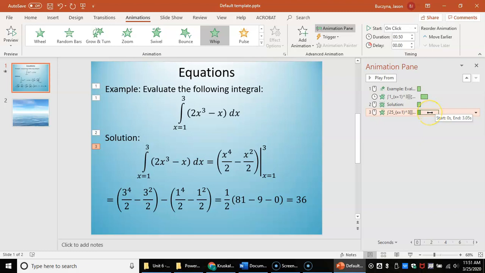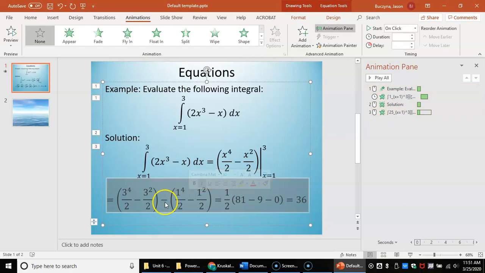And I can hover over here to see how long all of this takes. Each character takes half a second to come in. The whole thing takes 3 seconds. Let's say I want to change that to about 0.4 seconds to come in, and now the whole thing ended up shrinking. That's fine. If I still didn't like that, I could shrink this down to about 2 seconds. So we've evaluated our integral.